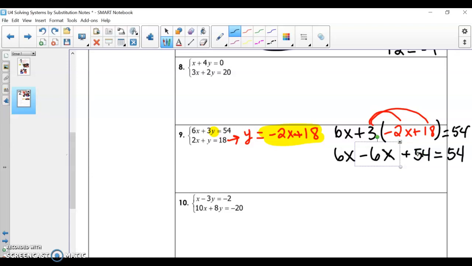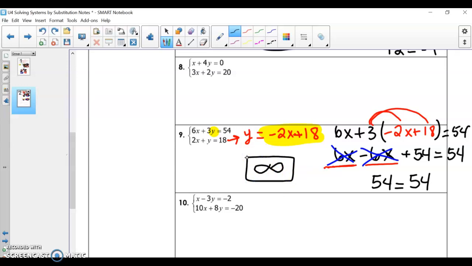Now we're going to do the same thing we did up top. You have a 6 minus a 6. In your calculator, 6 minus 6 gives you 0, so these are going to cancel out again. Then we're just left with 54 equals 54. In this case, 54 does equal 54. They're the exact same numbers. That tells me this one is going to be an infinite solution for your answer.